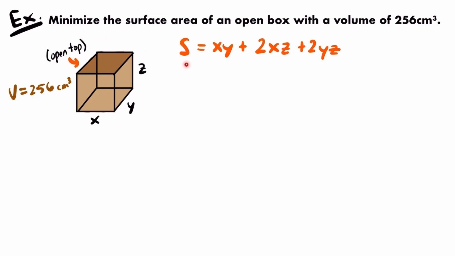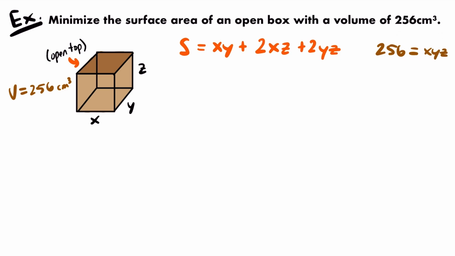So now we have our surface area equation, but we also have a constraint. The volume is 256 centimeters cubed. So that means that 256 will be equal to how we would calculate the volume of this box, which would be x times y times z. The length times the width times the height. So 256 is equal to x, y, z.